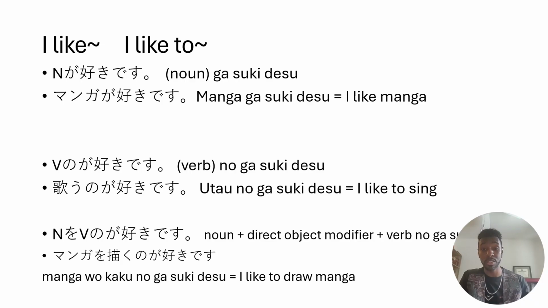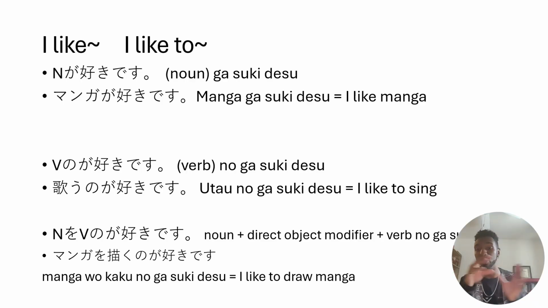I like books. Hon ga suki desu. I like to read. Yomu no ga suki desu. Now, I like to do noun. You can put those together actually, right? So noun o verb no ga suki desu. I like books, hon ga suki desu. I like to read, yomu no ga suki desu. I like to read books. Hon o yomu no ga suki desu.